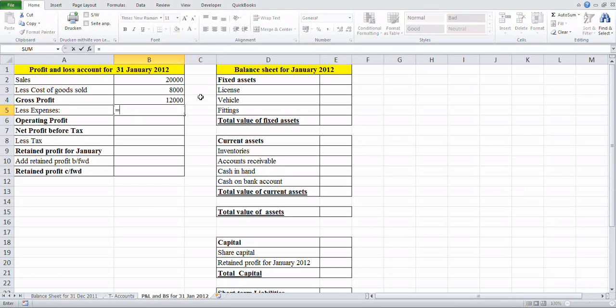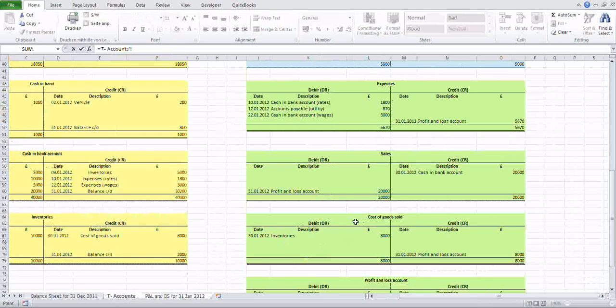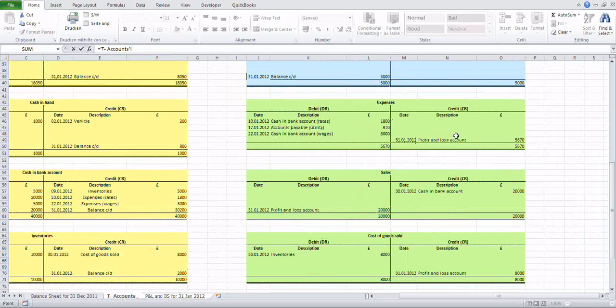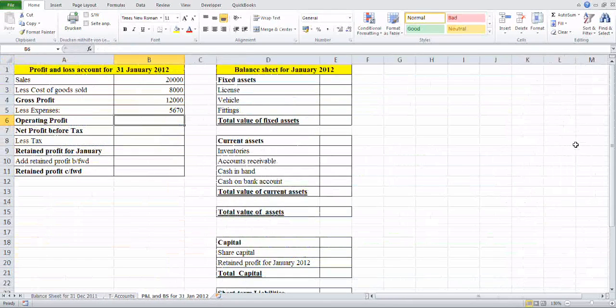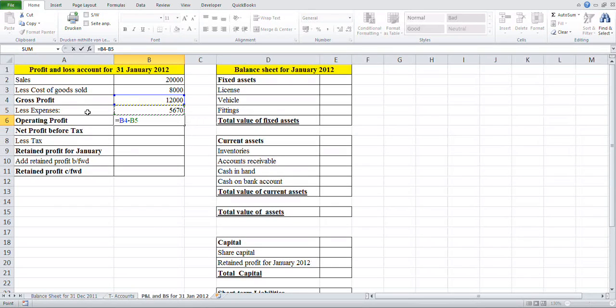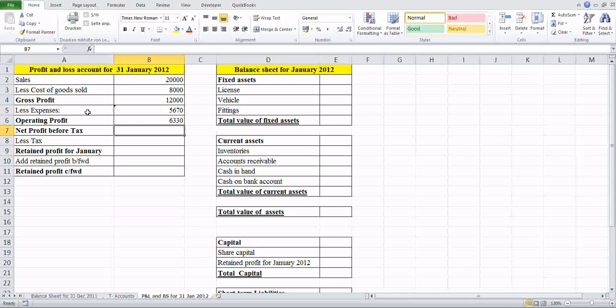Less the expenses. Let's look up the expenses. Where are they in the expense account? Right here, 5,670. Once selected, press enter. Now we can calculate the operating profits by subtracting the expenses from the gross profit. So careful, it's gross profit minus expenses. It says the operating expenses of 6,330.